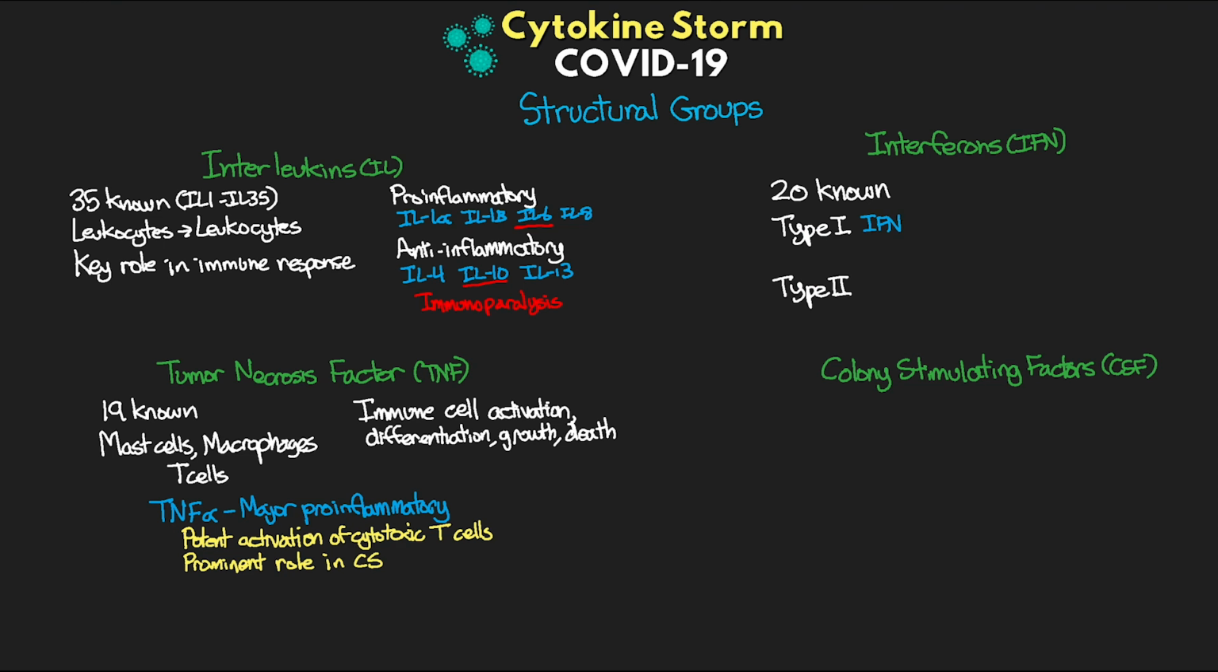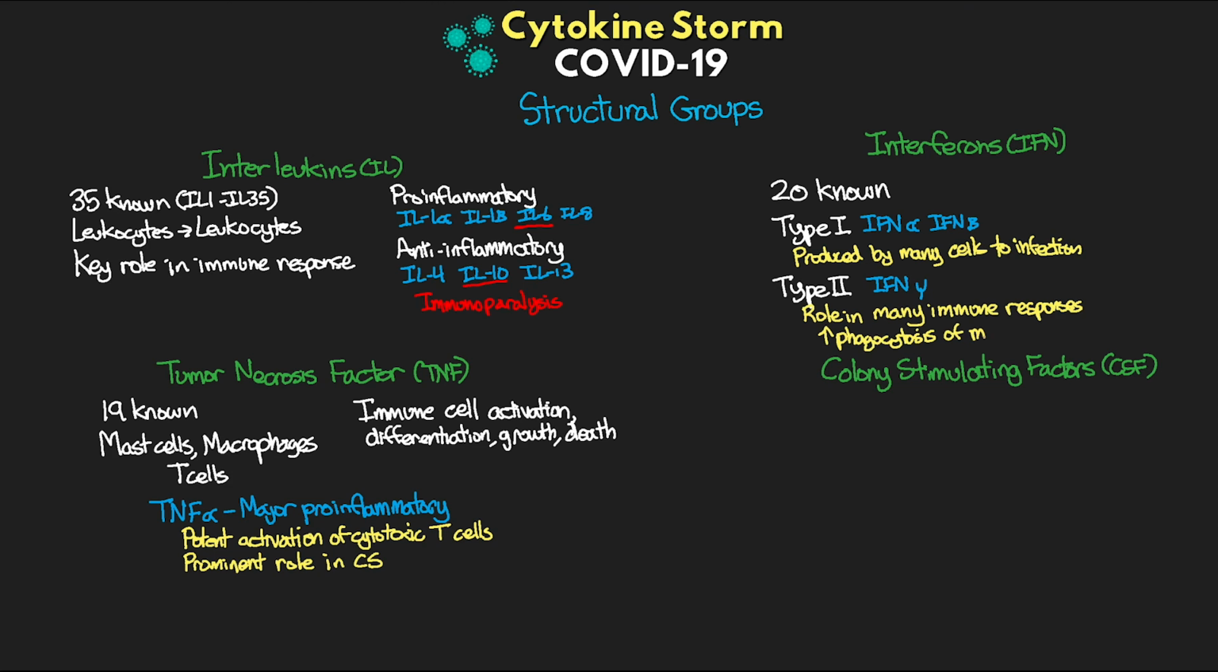And our type 1s are going to be our interferon alpha and interferon beta. And these interferons are actually produced by many cells, not just the immune cells, in response to infection. Now, there's only one type of type 2 interferon. It's one that we call interferon gamma. Now, this one plays a role in many immune responses, and it also increases the phagocytosis of our macrophages.